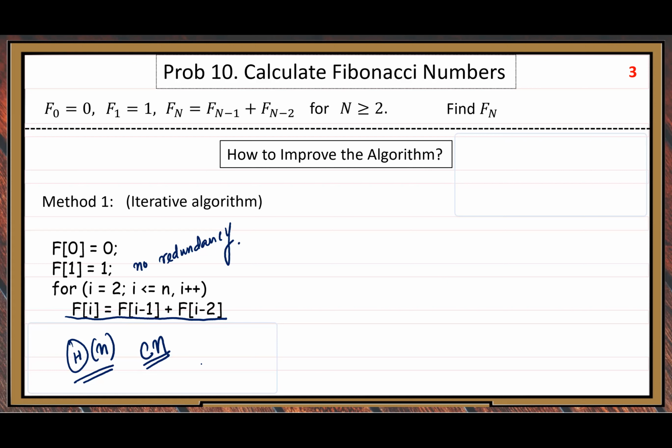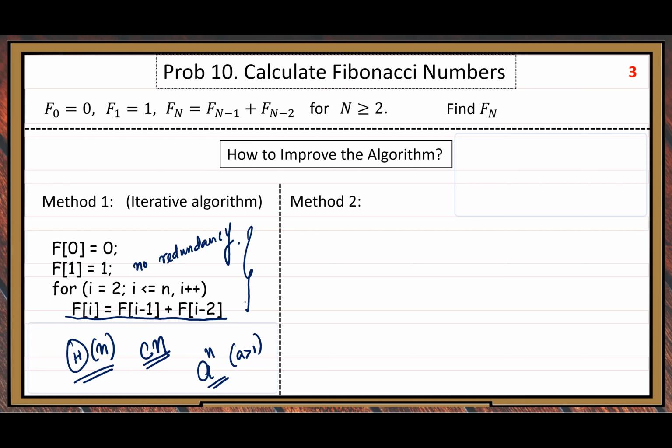Comparing the previous recursive implementation, an exponential function with a greater than 1, how big is the difference? So this is our first way to avoid redundancy.